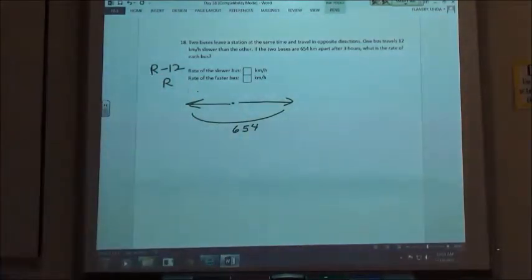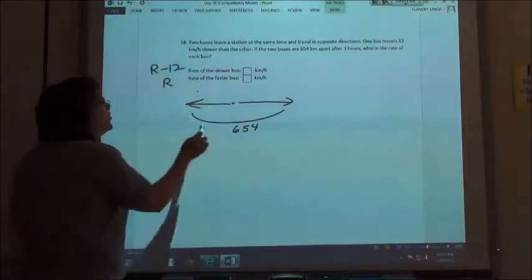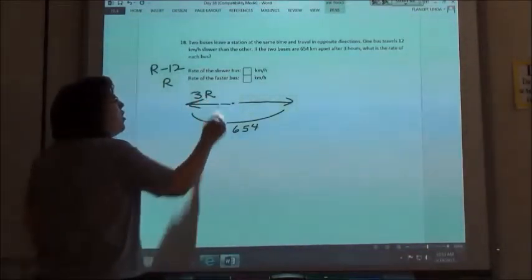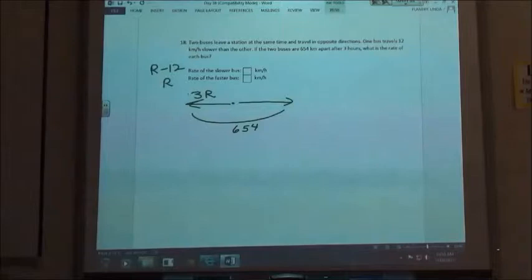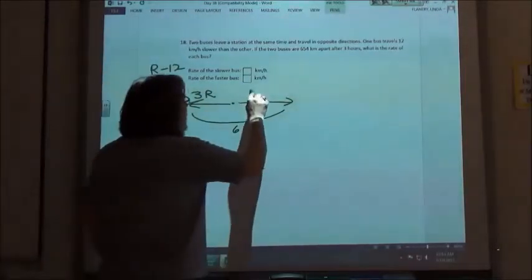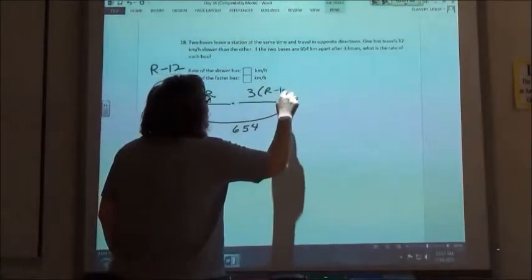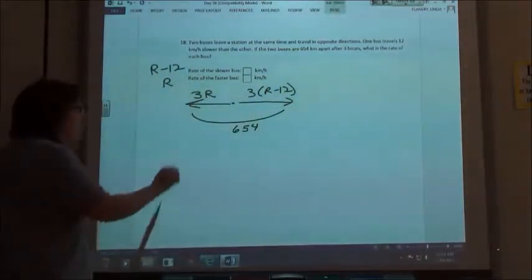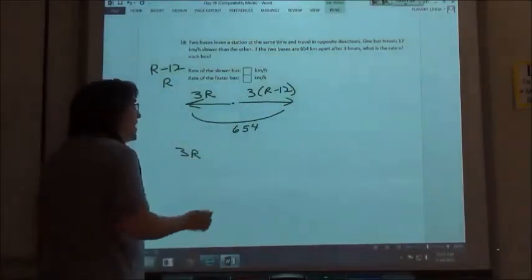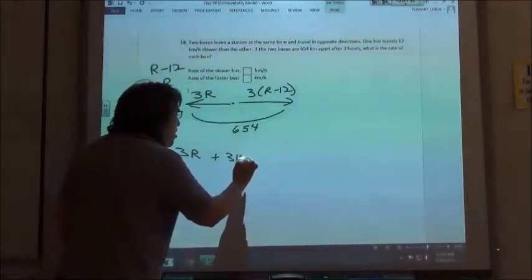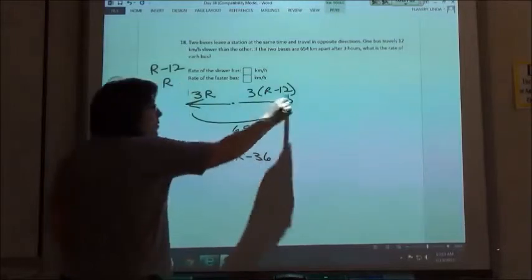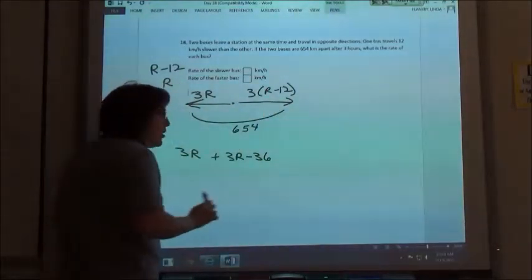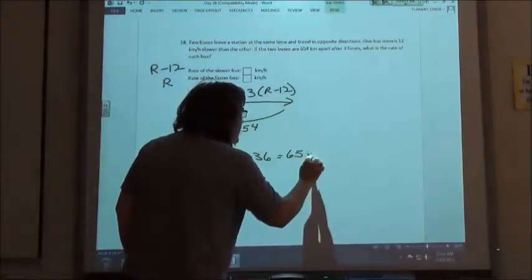after 3 hours. So, for the faster bus, if I take 3 times r, that is going to give me the distance, the rate times the time. For the slower bus, if I do 3 times r minus 12, that's going to give me that one's distance. So my equation, 3r for the faster bus plus 3r minus 36 when I use my distributive property for the slower bus would give me 654.